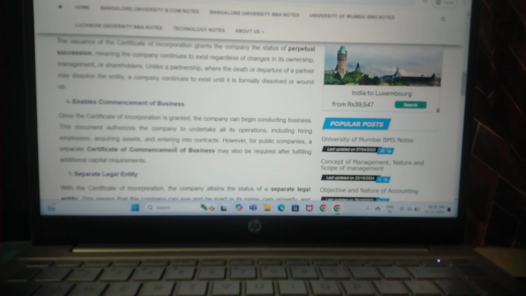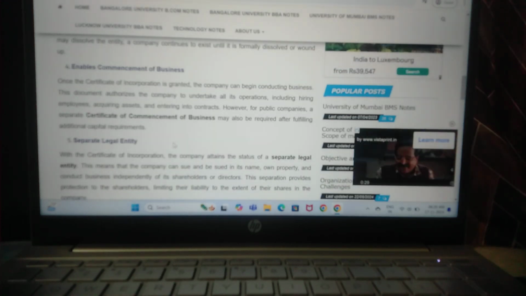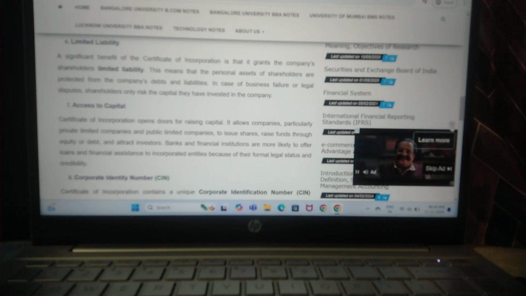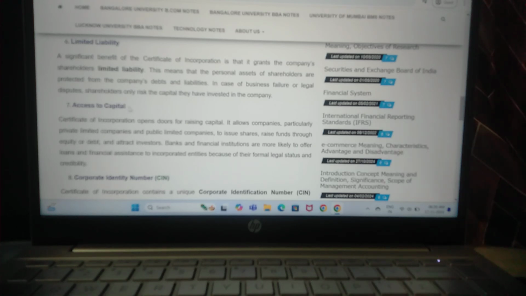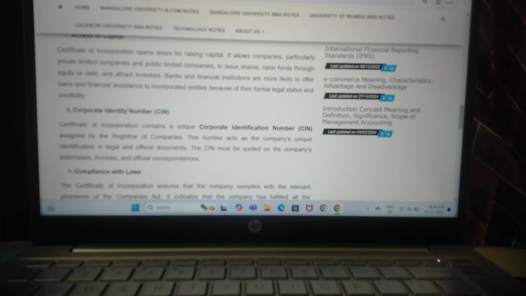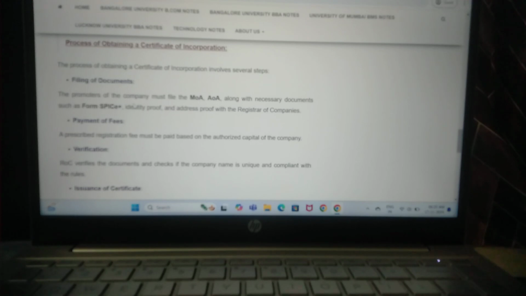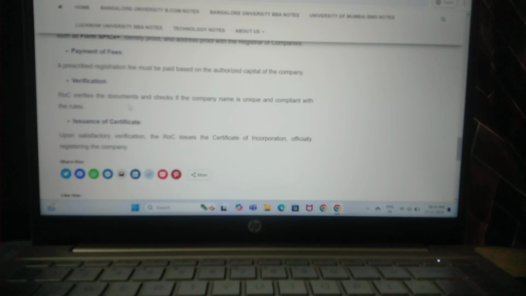enables commencement of business, separate legal entity, limited liability, access to capital, corporate identity number, compliance with laws. These are very important. The process they have given: process of obtaining a certificate of incorporation, filing of documents, payment of fees, verification, issuance of certificates. These are important.